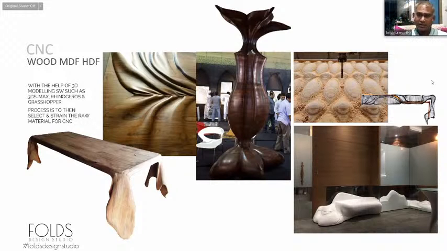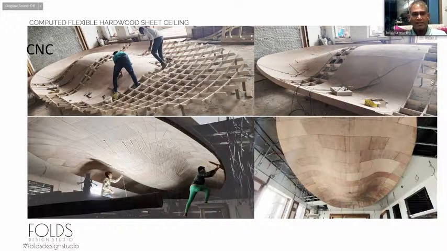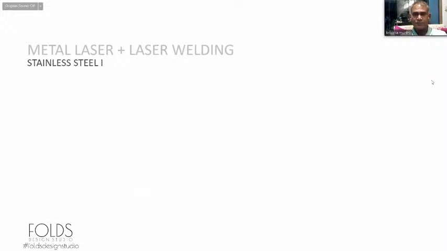These are the outputs that I'm trying to show right now. This is one of the ceilings, a different methodology, again using the same thing, making a baffle first, and then cladding your flexi-ply on top of it and getting it out. This is almost a 40 feet length ceiling that we are doing.